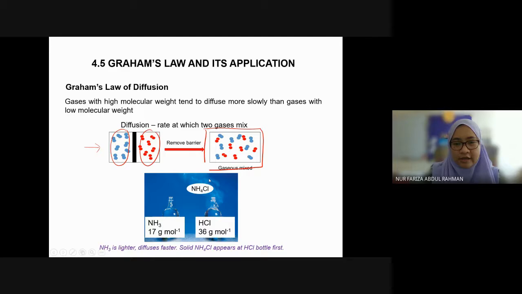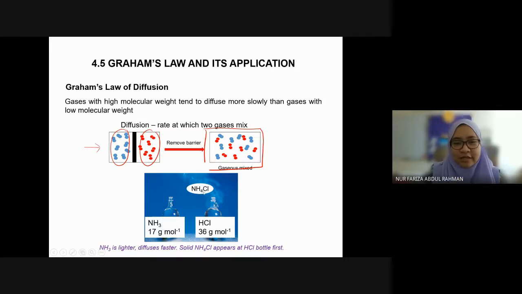When these two mix, or when they react with one another, they will produce NH4Cl. From this experiment, we can observe that the NH4Cl fume is observed to form, or appears, on the HCl bottle side. What does that mean? It shows that the NH3 has diffused faster. It has diffused through the air and travelled closer to the HCl bottle, and the moment HCl diffuses out, it will react with the NH3 that is already there.